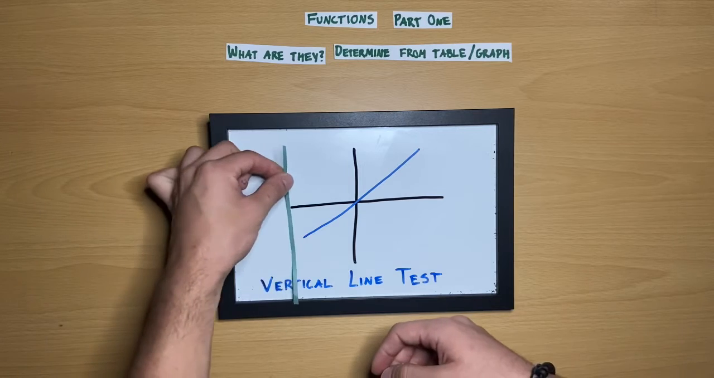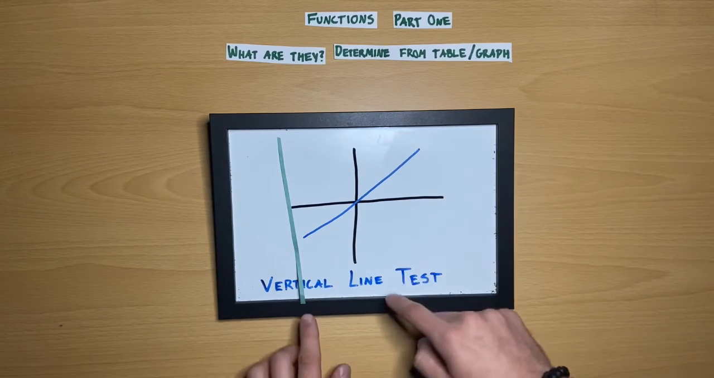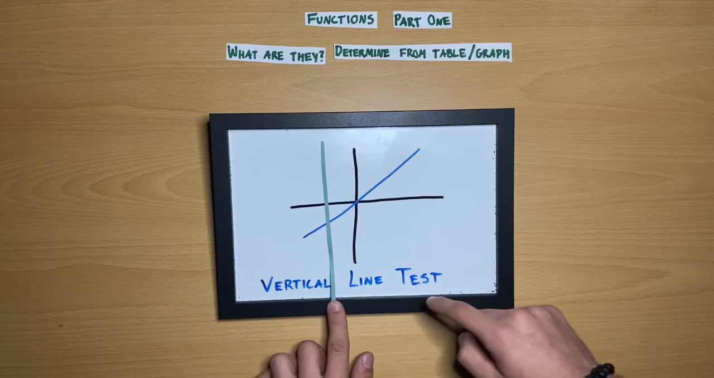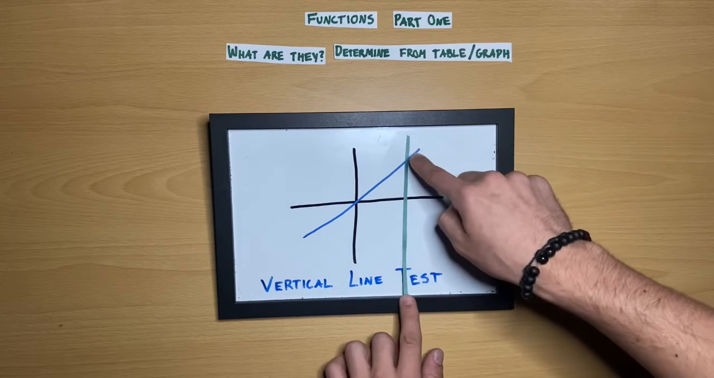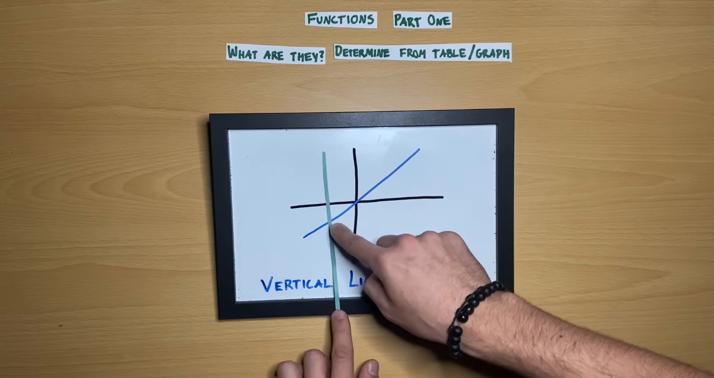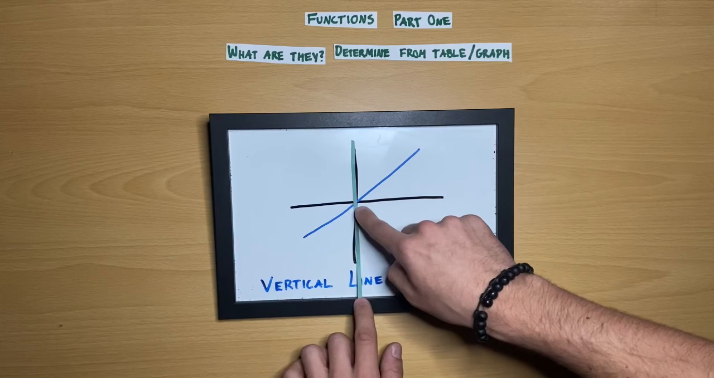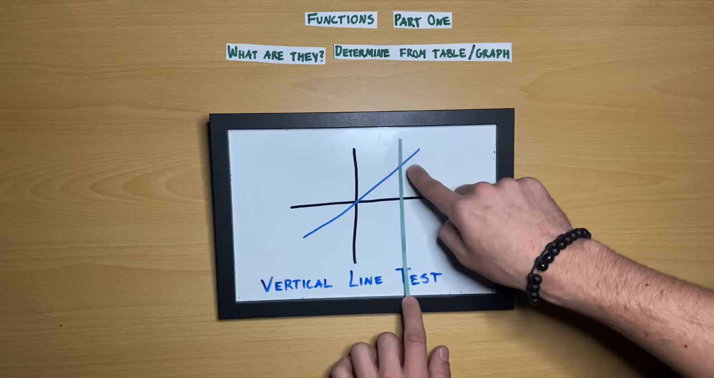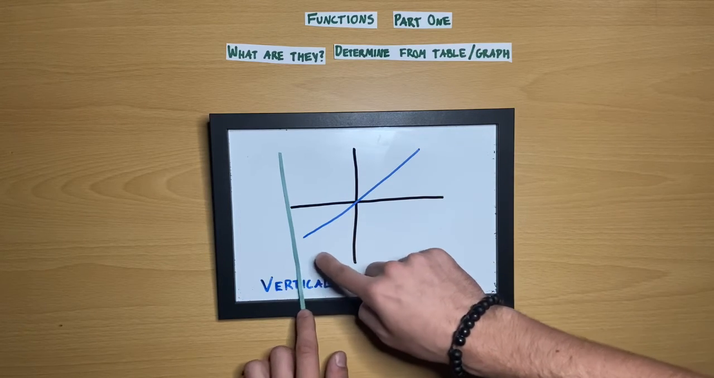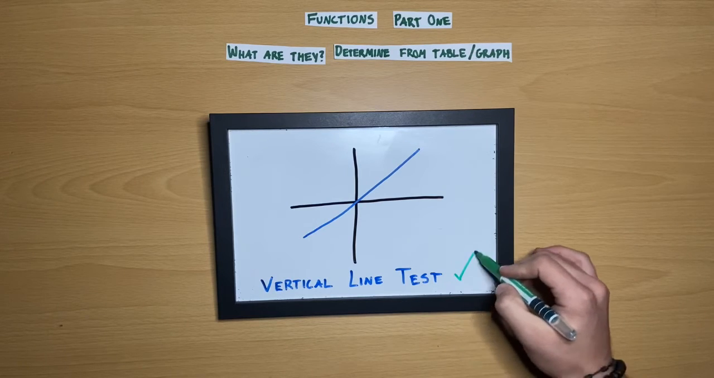We take a vertical line. Here we have this blue line is our function. And we're trying to see if this line, this green line, touches the blue line at exactly 1 point throughout the entire graph. As you can see, it only touches where my finger is pointing. Therefore, according to the vertical line test, this graph is a function.